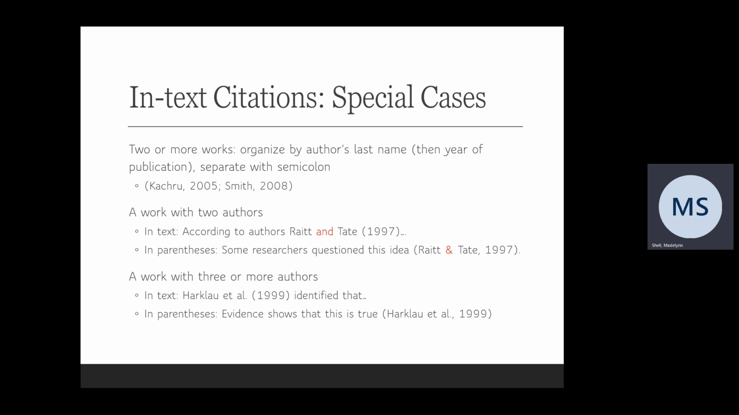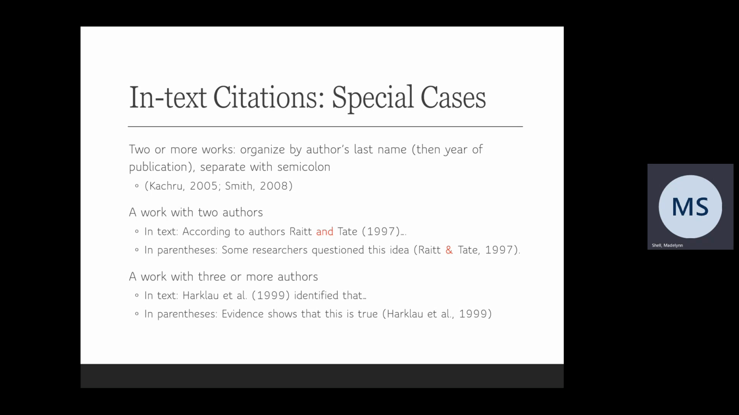And finally, a work with 3 or more authors. If it's in text citation, we use et al. And actually, we use et al. either way. So 3 or more authors, et al. means and others. So if you have 3 or more authors, you use et al. to represent everyone else. So you list the first author and then et al. means everyone else. And so you can do that in the text of the sentence. Harklau et al., year immediately after the authors, identified that, blah, blah, blah, blah.